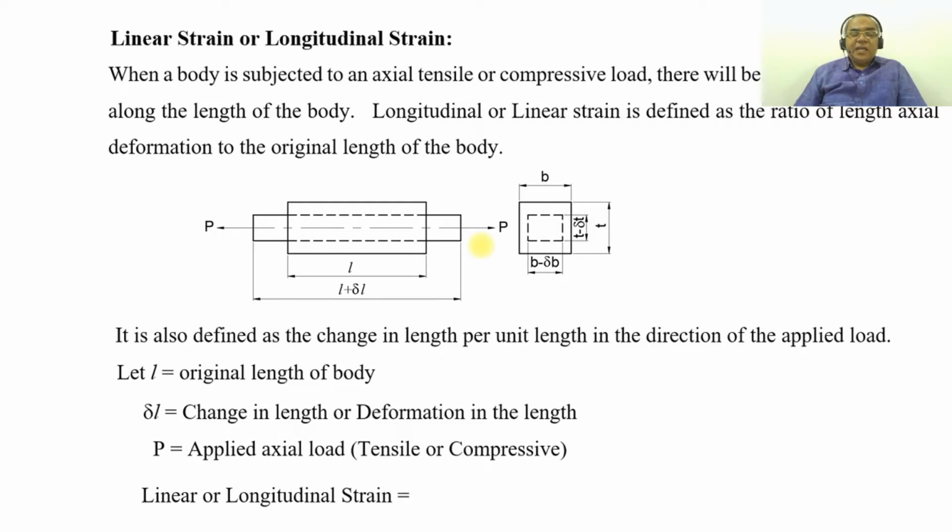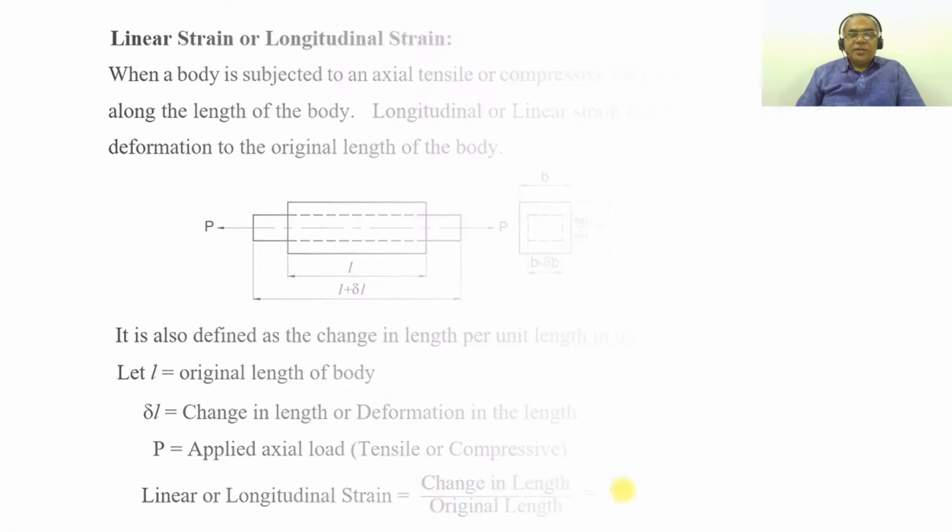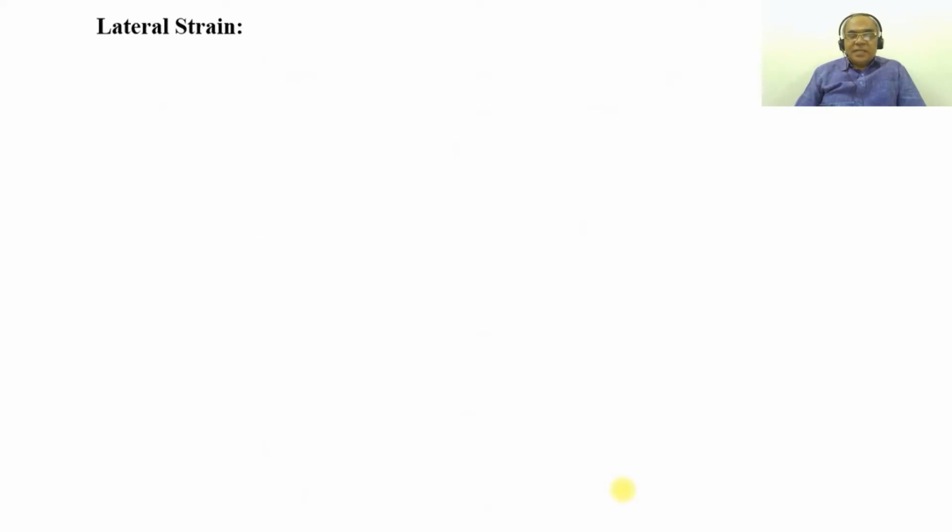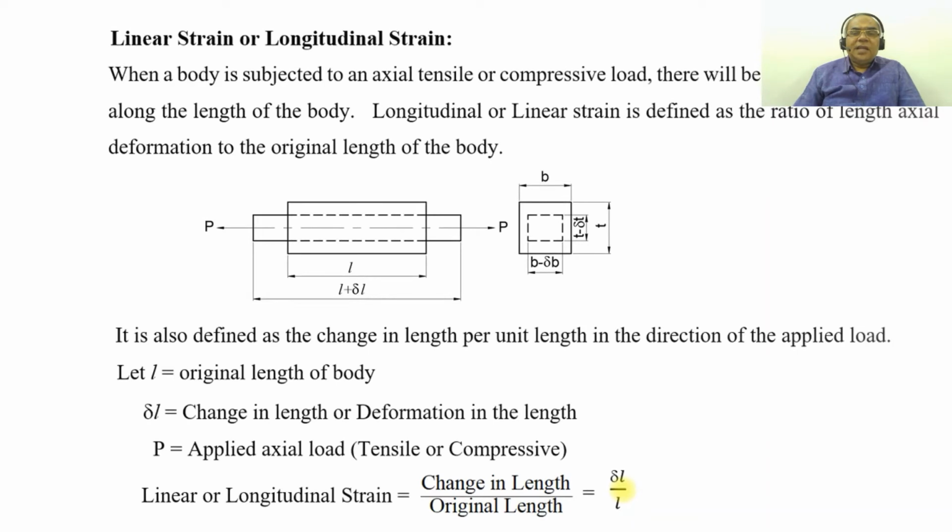So what is the linear or longitudinal strain? The linear or longitudinal strain is nothing but the change in length divided by the original length of the member. What is the change in length? Delta L. So the strain is delta L by L. Now we are going to take up the lateral strain. Which lateral strain are we talking about? The lateral dimensions B and T, which become B minus delta B and T minus delta T.